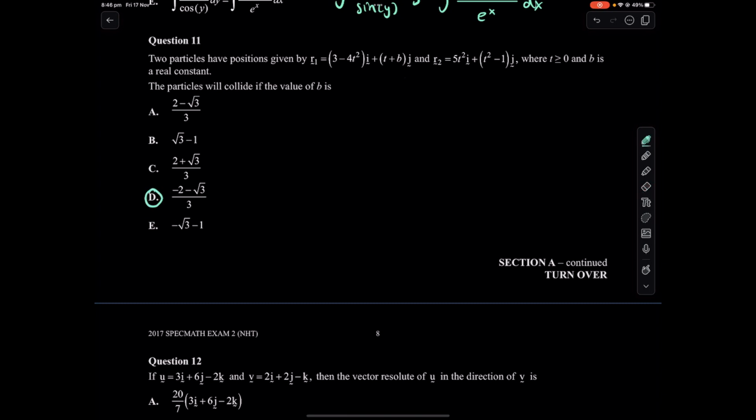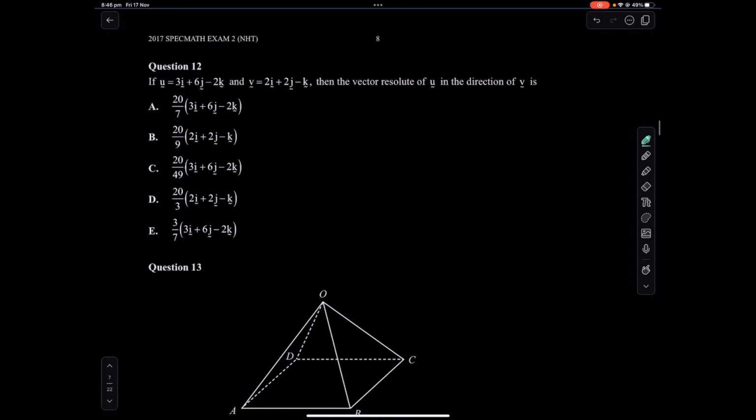Looks perfect. If u and v are given, then the vector resolute of u in the direction of v is what? Nice and typical question. So we know that's going to be u dot v over v squared, times v. So what's u dot v? That's just 3 times 2, which is 6, plus 6 times 2, which is 12, plus negative 2 times negative 1, which is plus 2. And that's going to be 20.